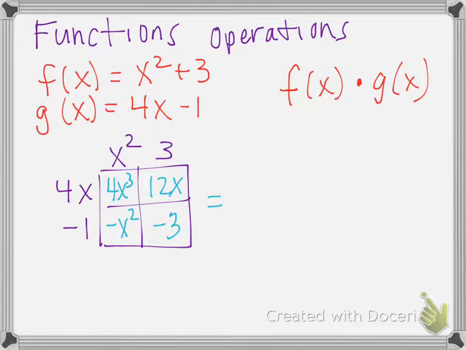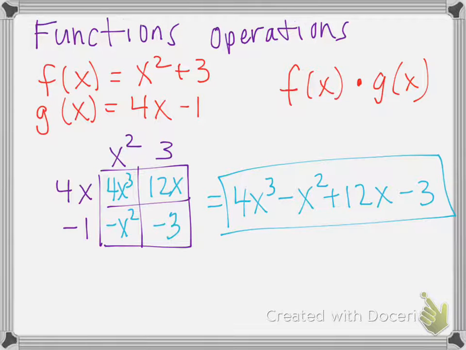So when you write your final answer, it should be written in standard form, meaning the highest exponent comes first. So this is going to be 4x cubed minus the x squared term next, plus the 12x, and then minus the constant at the end, so minus 3. So that is your final answer to that one. And the last topic is simplifying radicals.